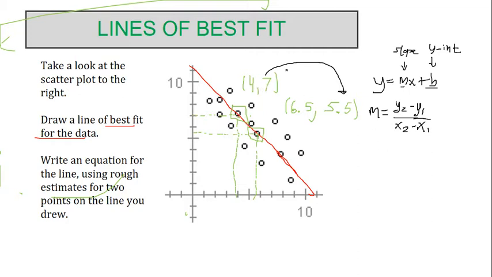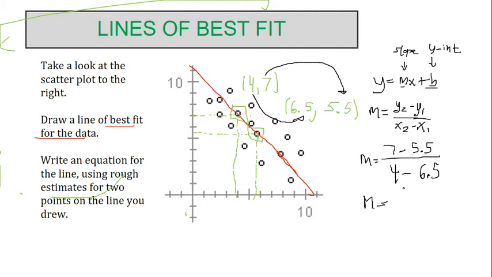So here we're going to do 7 minus 5.5. That's our rise. We're going to divide that by our run, which is the difference in our x coordinates. So in this case, 4 minus 6.5. Notice how I stayed consistent. I started with this y coordinate first on top, so I had to start with this x coordinate first on bottom. Now we can use this to calculate a value for the slope.